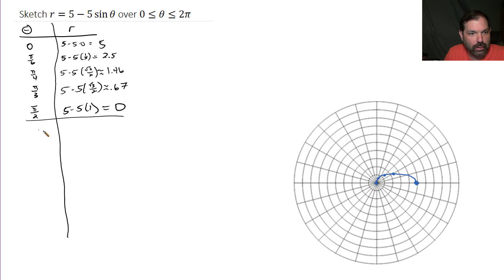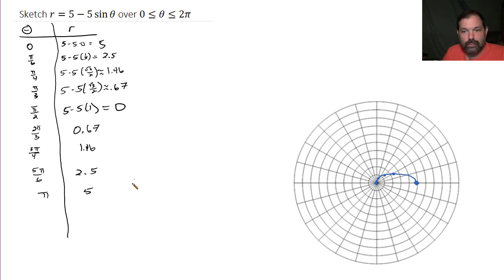Now let's go to 2 pi over 3. That's our next nice angle. The sine of 2 pi over 3 is positive root 3 over 2, so that's going to end up being 0.67 again. And at 3 pi over 4, the sine is positive again, so that's going to be about 1.46. And at 5 pi over 6, the sine is still positive, so that's going to give me 2.5. And then at pi, the sine is 0, so that's going to bring me back out to 5.